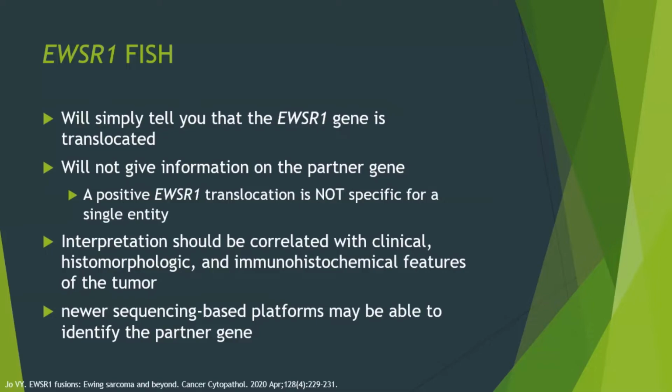So we will have an example in the next slide about two small blue round cell tumors that both have EWSR1 translocations. There are newer sequencing-based platforms, such as next-generation sequencing platforms, that can identify the partner gene as well, but they're not readily available now in our country. So for now, we're gonna be using FISH.